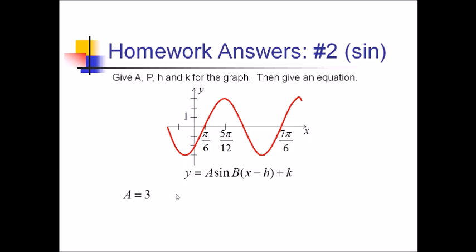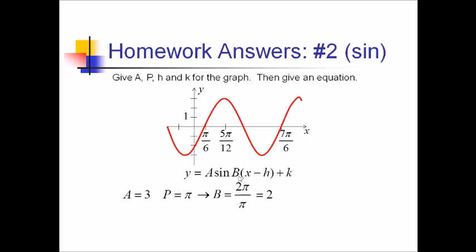Period on this one. Well, I can see that we're going from, let's see, pi over 6 to 7 pi over 6 if I'm doing middle of the wave going up. There's other places I might be able to look, but that's the one where they gave us the best grid lines. So let's see, 7 pi over 6 minus pi over 6, that's 6 pi over 6, which is just pi. So period is pi. B value then is going to be 2 pi over pi, which is 2.